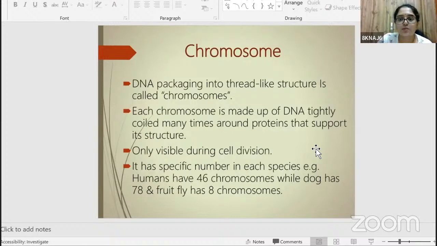And when it comes to the chromosome, right now I just told you the basic definition of it. DNA is arranged into thread-like structures called chromosomes. Each chromosome is made up of DNA, which is tightly coiled. It is only visible during cell division. A specific number is present in different species. And the ends of the chromosomes have telomeres.